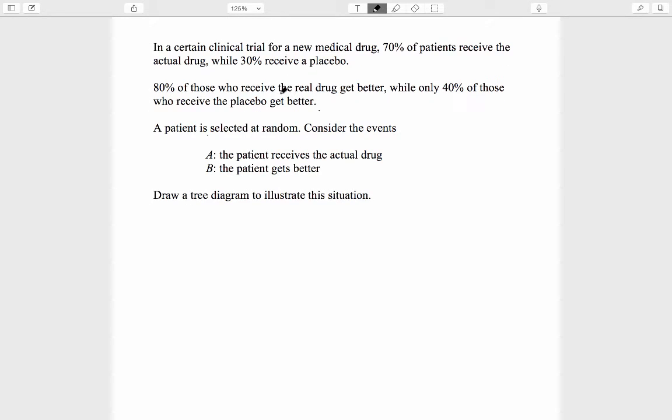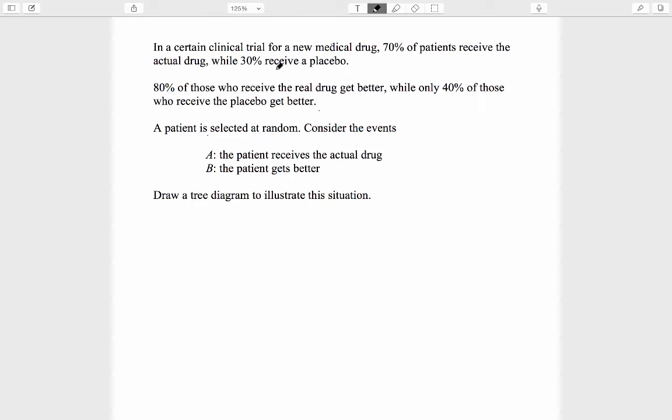Some of the given information is unconditional information, and some of it is conditional. The percentages that pertain to all the patients tell us unconditional probabilities. Any percentage which is a percentage of a smaller group than the whole group of patients tells us a conditional probability. Conditional upon receiving the real drug, there's a 0.8 chance of getting better.